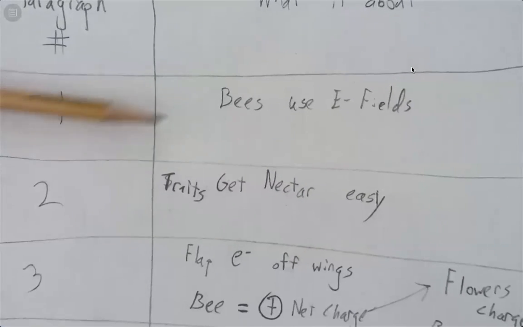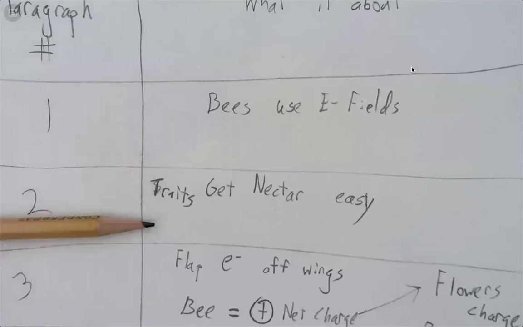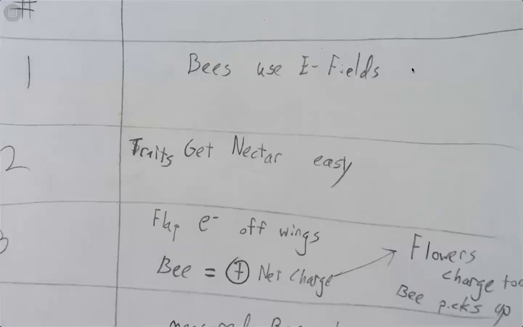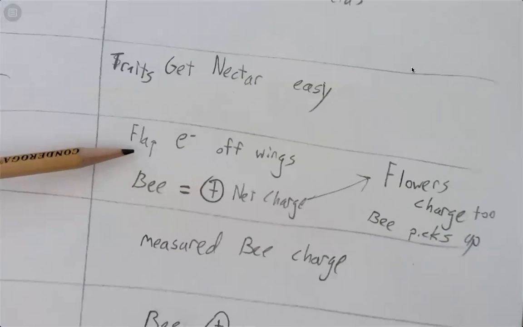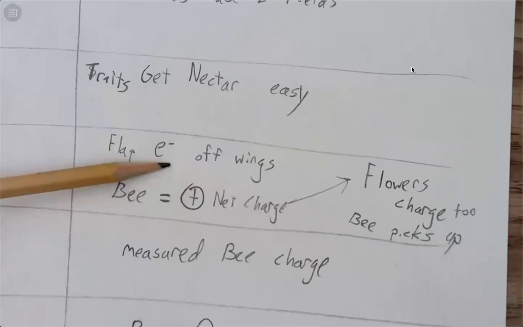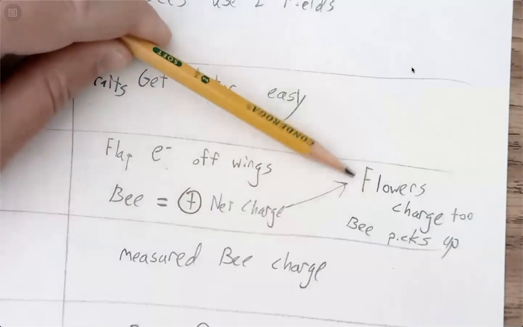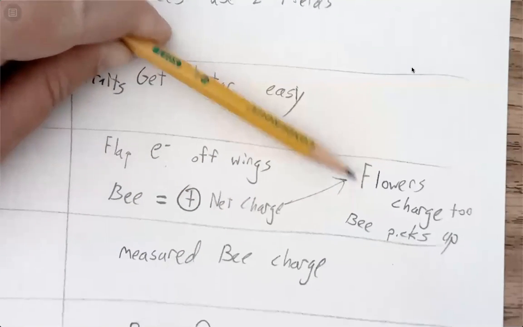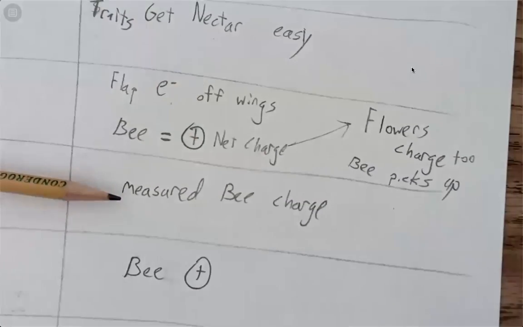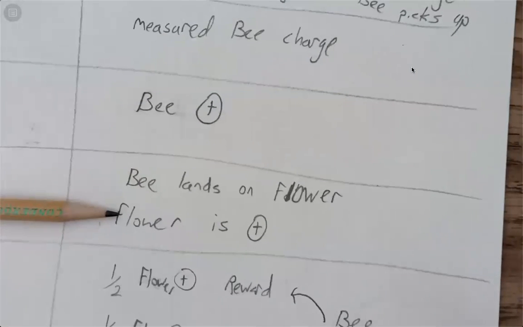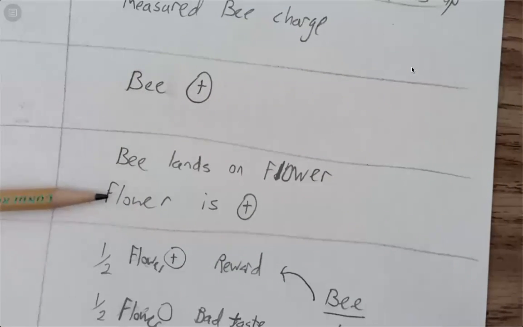So the first paragraph was saying that bees use electrical fields. The second one says they're going to have these traits to get this nectar easily, whether through sense of smell, taste, or sensing an electrical field. They flap their wings, which removes electrons, leaving a bee with a positive net charge. And if a bee lands on a flower, that charge is going to go to that flower, and bees are going to be able to sense it. They measure the bee charge, so a bee definitely does have a positive charge. They also measured the flowers, and when a bee lands on the flower, it gets a positive charge.